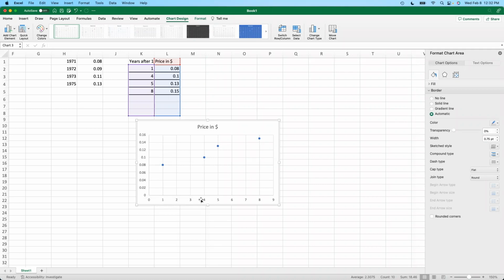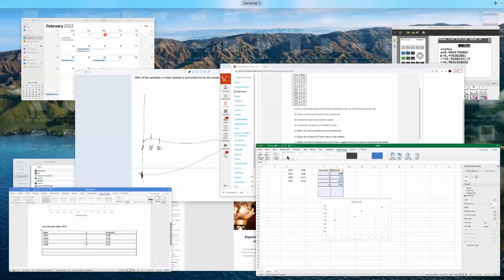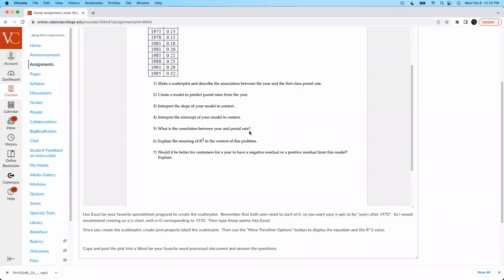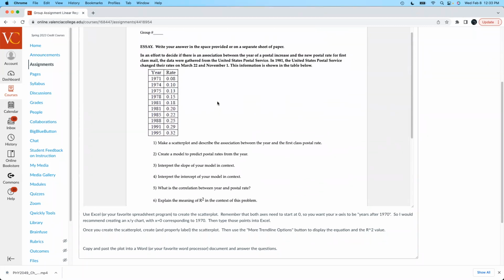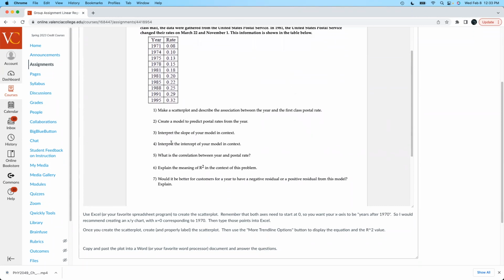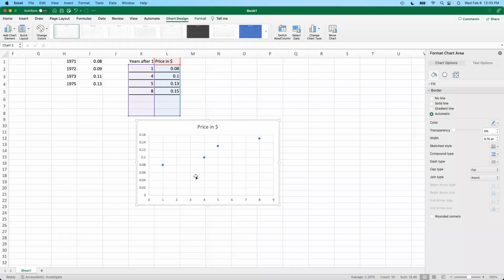Okay, and of course, you're going to add your labels on. You're going to write up complete sentences to answer all of these questions. So don't try to squeeze it all in here. You're just going to type all this up. And you're going to create a nice, pretty picture like this that you'll just copy and paste over into your Word document.